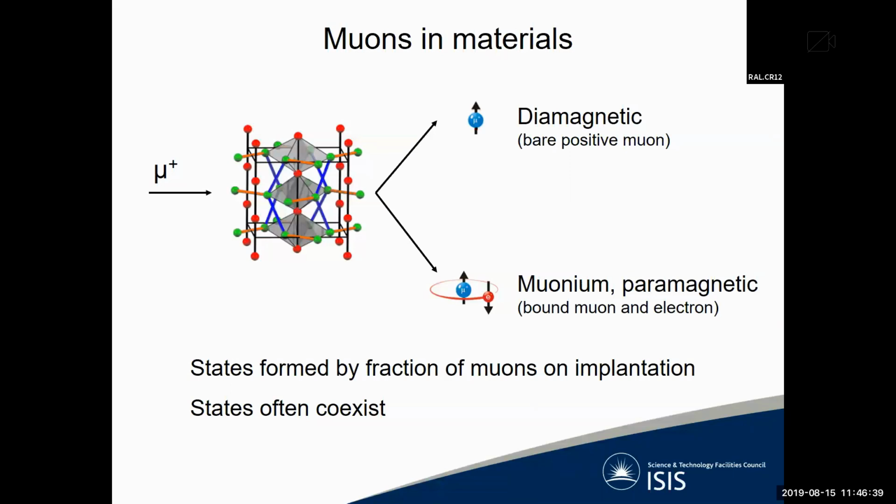And the states often coexist, so certainly in the materials you're going to do chemistry with, you'll often get a fraction of both appearing, and you can't control what you're going to get, so you hope you get enough of what you want to look at. And that's often the first thing you're going to look at in the experiment, to make sure you've got enough muonium, which you're probably going to be using in the experiment to do something useful.